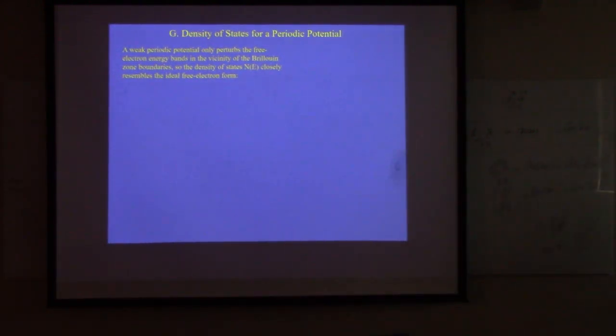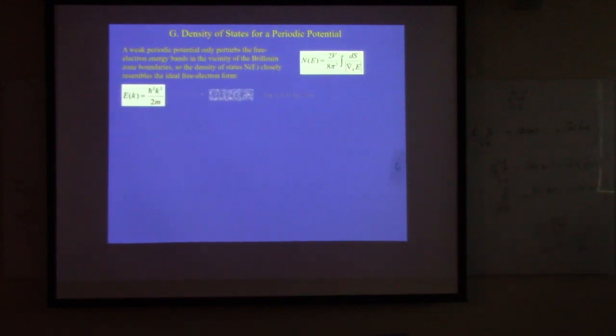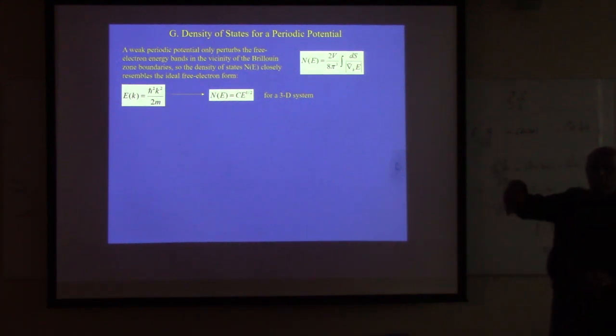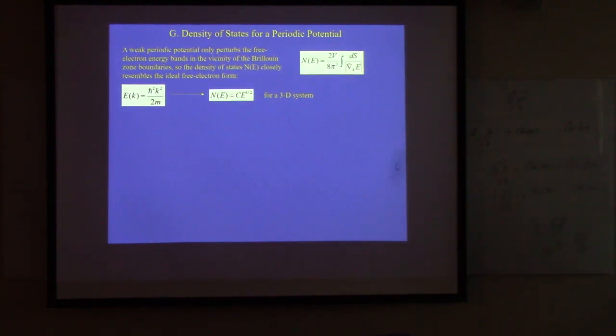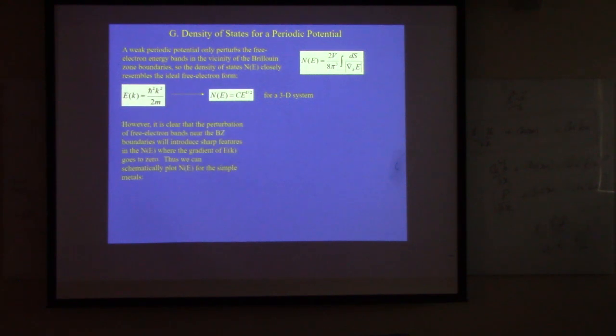Okay, so now let's actually talk about the density of states in a periodic potential. If you don't have a periodic potential, your density of states was simply the square root of E function, right? But if you have a periodic potential, we have a band gap, right? That's what we showed. So then what happens? Density of states goes to zero, right? So that has to happen with some continuity.